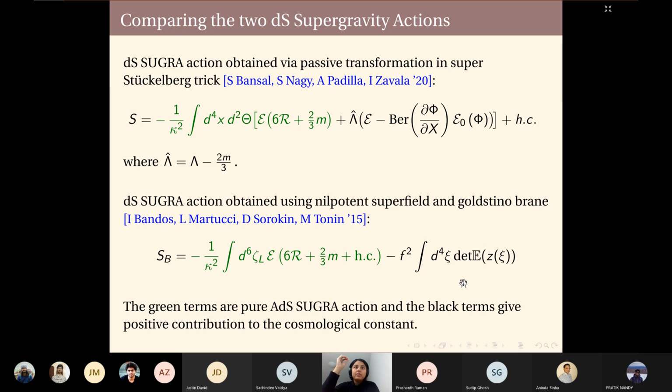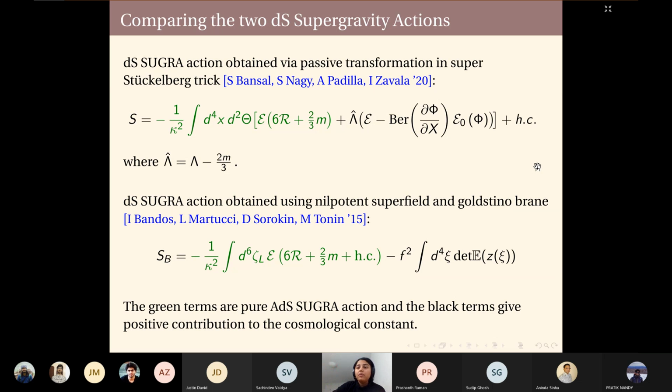Now, if I compare it very schematically with the Goldstino brane action, which was given by Bandos and collaborators, while this one was given by my collaborators and me: the first parts of these actions, shown in green, are the standard AdS parts, and they are exactly the same. But the parts shown in black are the ones that break supersymmetry and give the positive contribution to the cosmological constant. At least at this stage, in the schematic forms, they look very different, and it's not easy to compare them and figure out if they are the same or not. So we need to look for different ways.